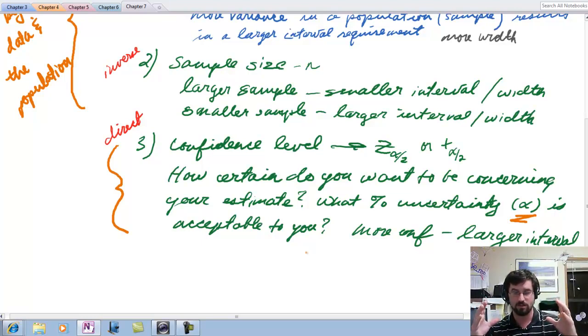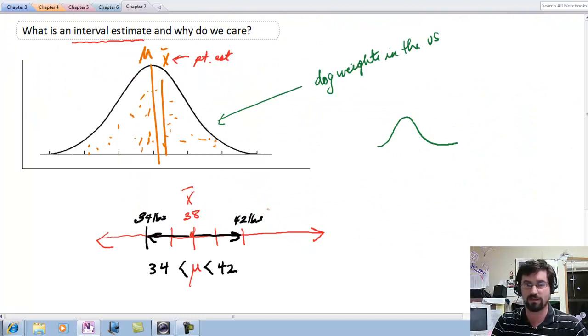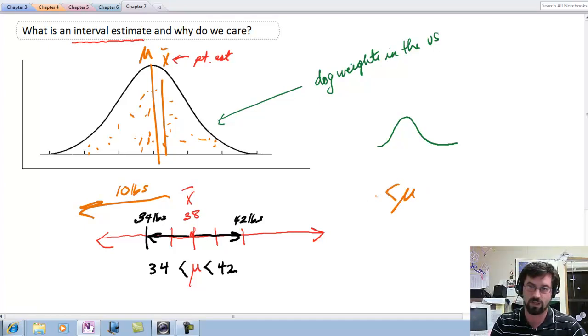So if I wanted to be like 99% confident in my dog example, where's my pen? There it is. If I wanted to be 99% confident in my dog example that I'm capturing, maybe instead of going 4 out, I would go 10 out, 10 pounds in each direction. And I would say mean is between 28 pounds and 48 pounds. And maybe that would do it for me, that I would be 99% confident of the estimate.